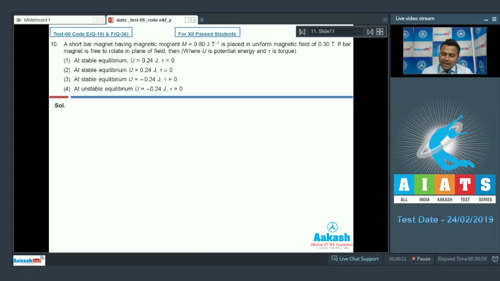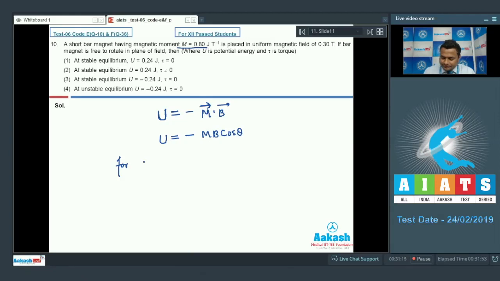A short bar magnet having magnetic moment M equals 0.80 joule per Tesla is placed in a uniform magnetic field of 0.30 Tesla. If the bar magnet is free to rotate in the plane of the field, where U is potential energy and tau is torque, then pick out the correct option. We know that potential energy stored in a bar magnet after rotating it by an angle theta will be given by negative of vector m dot vector b. In other words, minus of m b cos of theta.